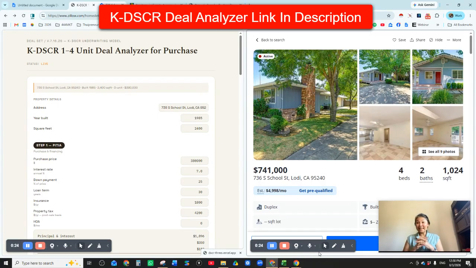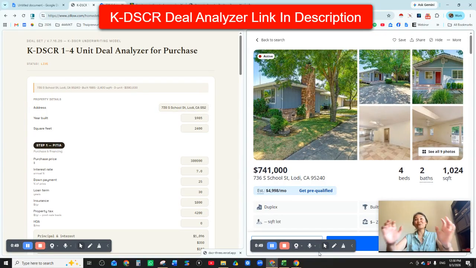You do not need to buy leads. You don't need to spend money on fancy tools for buying cash flow properties. All you need is just Zillow, which is free, and my DSCR Deal Analyzer, which I provide to you for free. Link in description, and consistency. Show up and do your work, and that's all you need. All right, so let's get started.